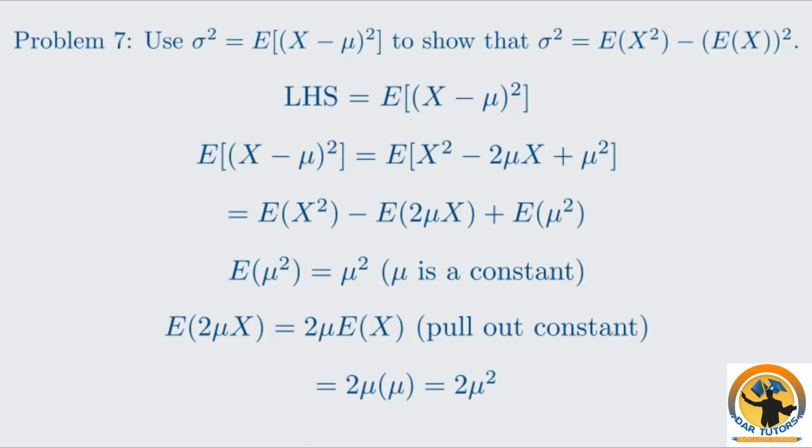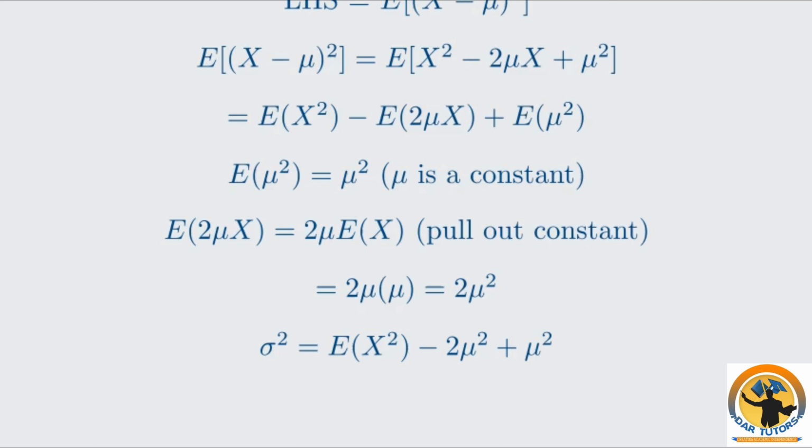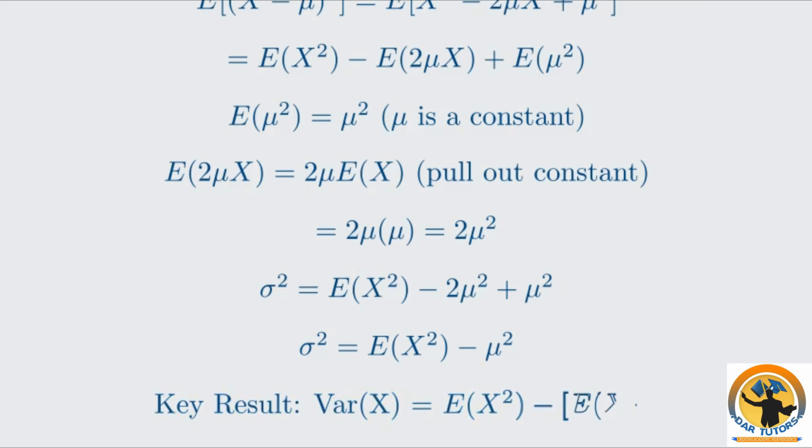Now let's substitute these back into our expression for variance. We have E[X squared] minus 2 mu squared plus mu squared. Combining the mu squared terms, we get our desired result: E[X squared] minus mu squared. We have proven the alternative formula for variance. Let's emphasize this. The variance of x is the expected value of x squared minus the square of the expected value of x. This is a powerful and efficient formula for calculating variance.